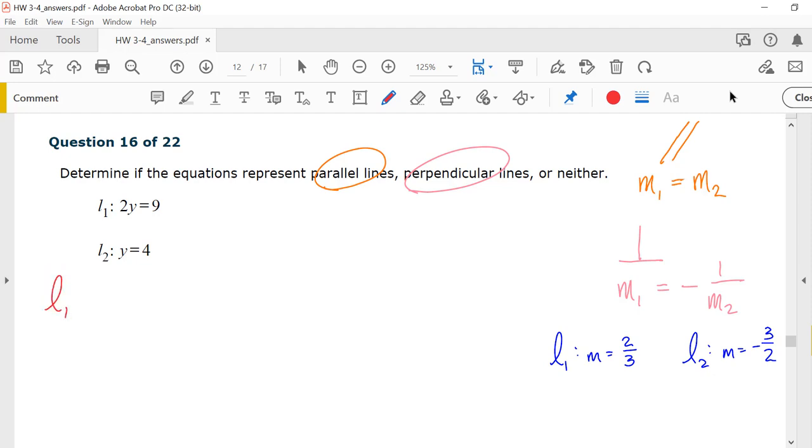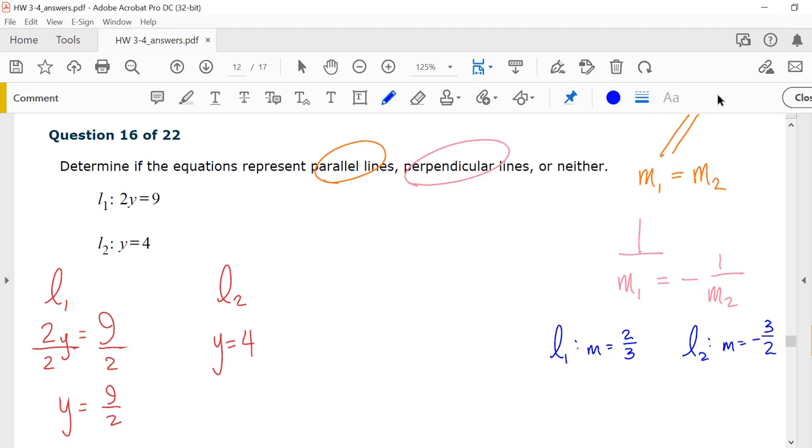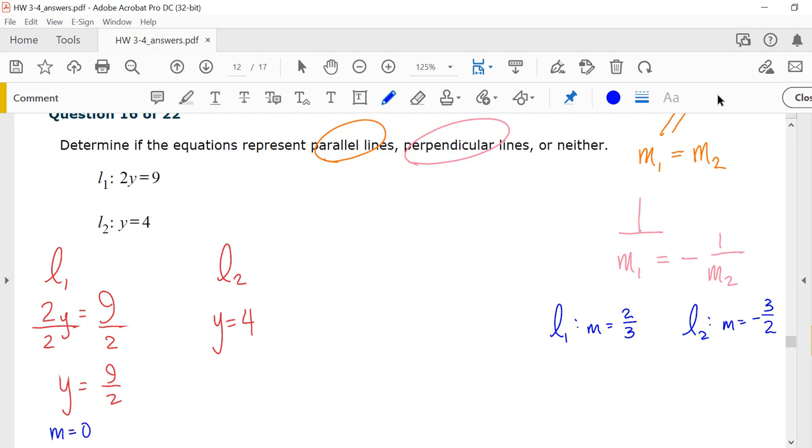So line 1, 2y equals 9. I want to divide both sides by 2, and I get y equals 9/2. For line 2, I have y equals 4. Okay, the y-intercept of this one is 9/2. The slope is 0. The y-intercept of line 2 is 4, and the slope is 0. So both of those are horizontal lines. The slope is going to be 0 on both of them. So guess what? These two lines are parallel.